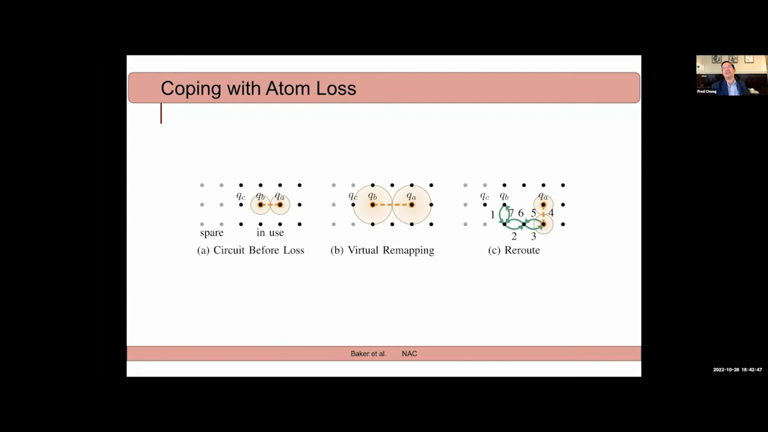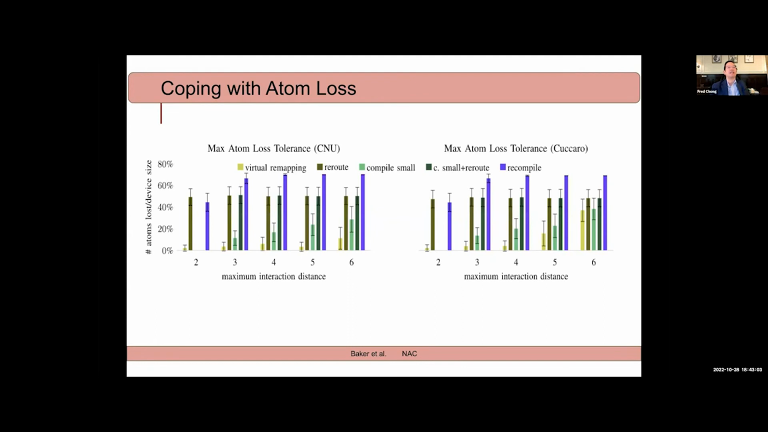And so this virtual remapping is one way to skip over a hole in the middle here. And then another way would be you swap things around, so that if, for example, the communication distance is too far for the interaction distance you're supporting, you actually have to move qubits around. So if we compare a few approaches, the best approach is the purple line here. Higher is better because we can tolerate more atoms lost and still support our circuit.